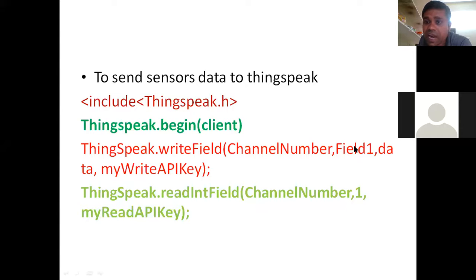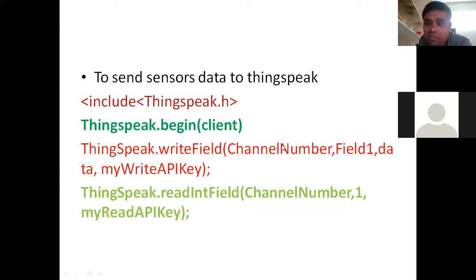Just now I said that 8 fields are there. One by one we can send. We can't send the data for 8 fields at a time. We can send the data only one after the other. First we will send the sensor 1 data, after that sensor 2 data, after that up to sensor 8.